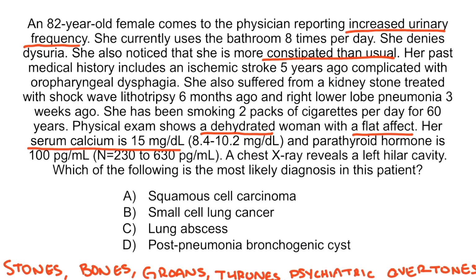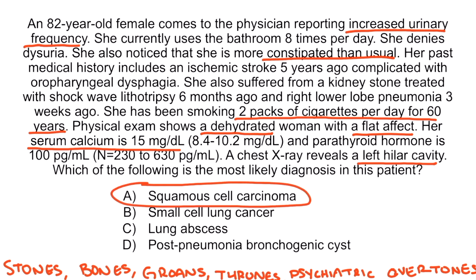This patient has an extensive smoking history, and she also has a left hilar cavity on her chest x-ray. All of these findings point towards squamous cell carcinoma of the lungs. So the correct answer here is option A, squamous cell carcinoma.